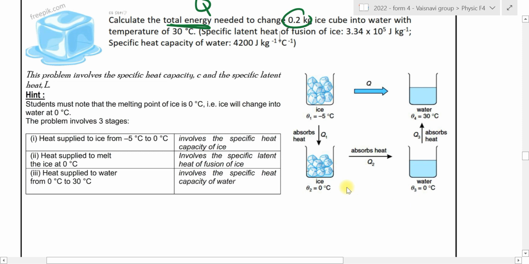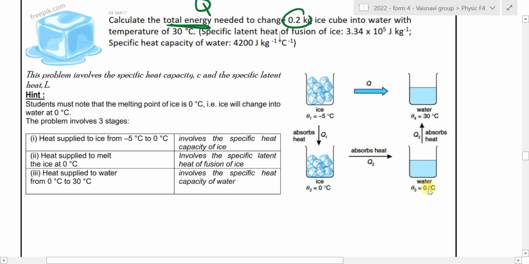Okay, I give you the diagram ready. Initially, let's say the ice is -5, not starting with 0, -5. Dia dah bagi temperature -5, kita follow je. Kalau dia tak bagi apa-apa, kita assume 0. Okay. So, the ice absorbs heat becoming theta 2, 0 degrees Celsius. And then it absorbs heat, becoming water.